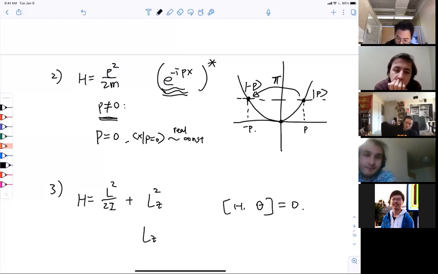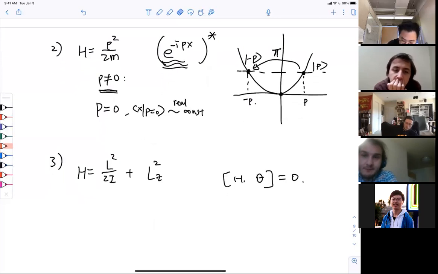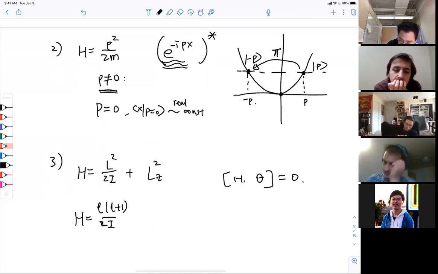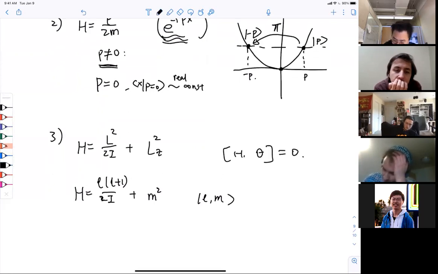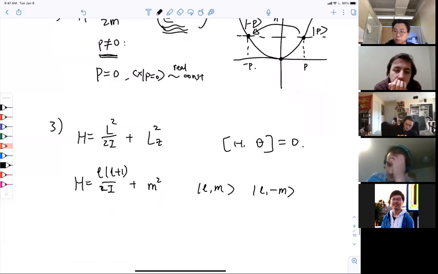So we want L_z squared. Then this is l(l+1) and m squared. The eigenket is |l,m>. You'll notice that there's a degeneracy, which is |l,m> and |l,-m>. And they are also related by the time reversal operator.